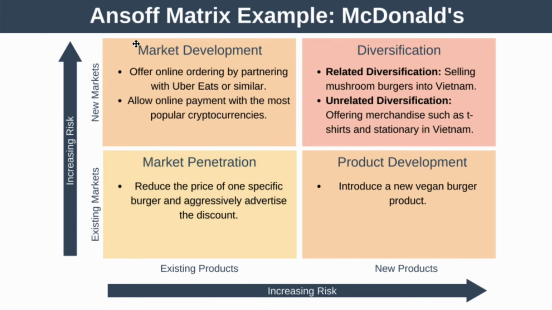Next, let's take a look at market development. And we can see that here we might do a couple of things. So offer online ordering by partnering with Uber Eats or a similar company. And we might also allow online payment with the most popular cryptocurrencies. Now, both those strategies aim to open up new channels to make it easier for new and existing customers within your existing market to get hold of your product.